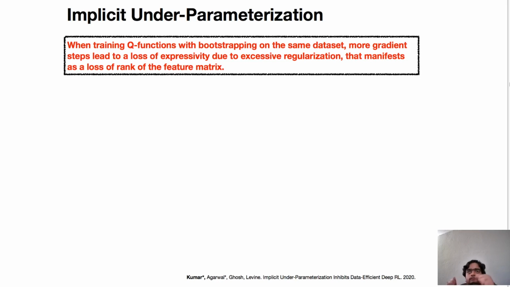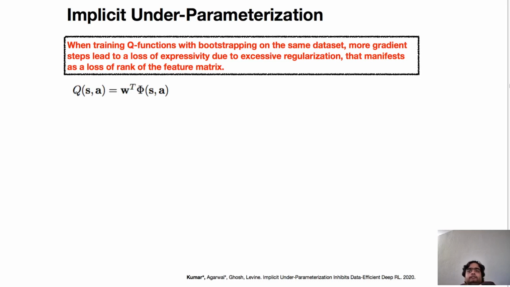So just to parse it again, we are saying that when you're training Q functions on a given static dataset, more and more gradient steps lead to a loss of expressivity of the function approximator because of some sort of excessive regularization. And I'll define what loss of expressivity means, what excessive regularization means. And we're also talking about some notion of a feature matrix here whose rank is lost. So what are all of these terms?